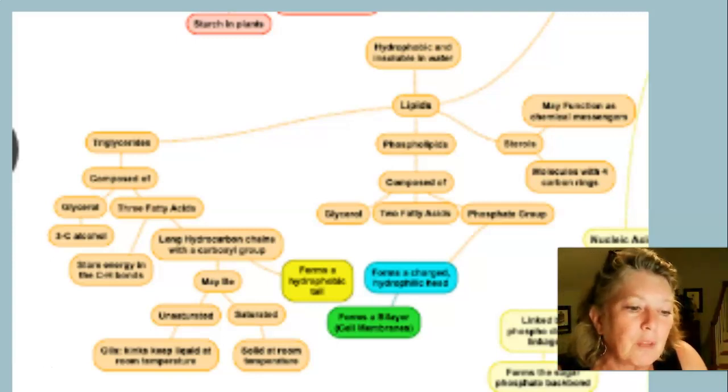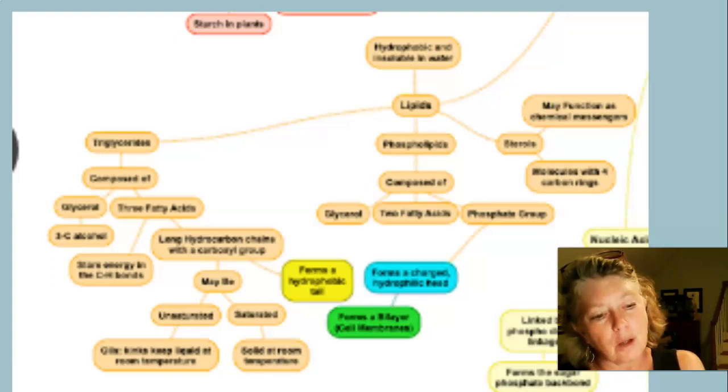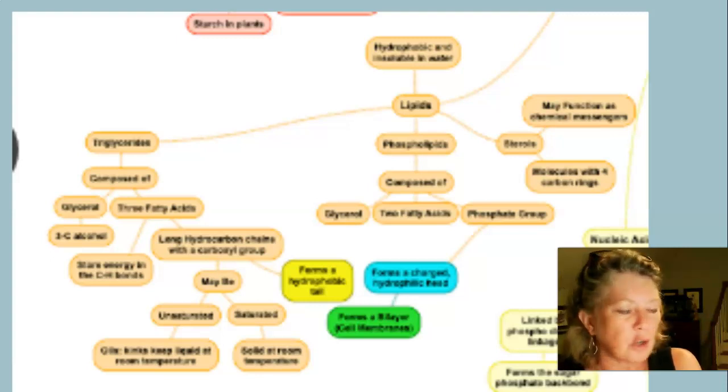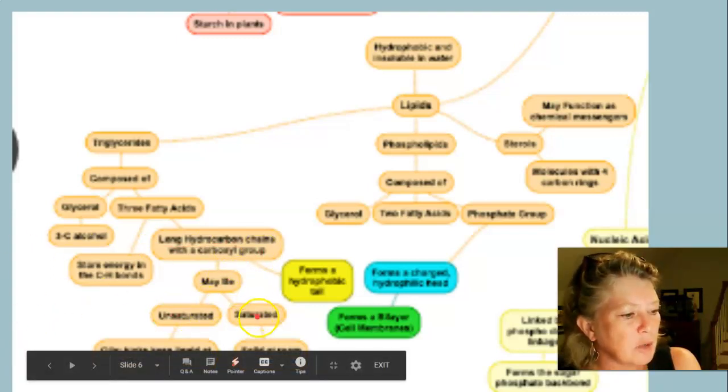So the fatty acids are very long chains of carbon with hydrogens usually on both sides and a carboxyl group at the end, and they store the energy, and they actually will enter into energy processing systems later on than glucose will. So they're totally usable. The long hydrocarbon chains can be unsaturated or saturated.